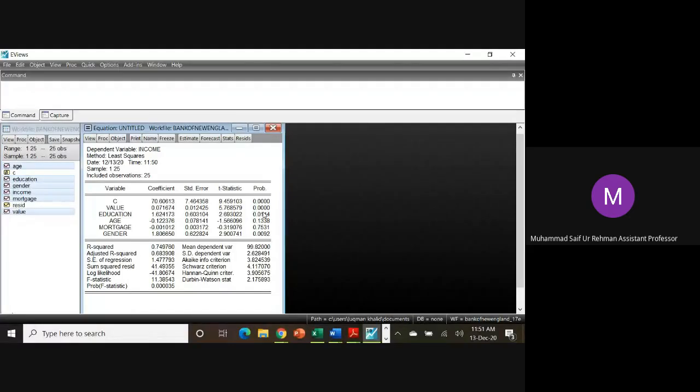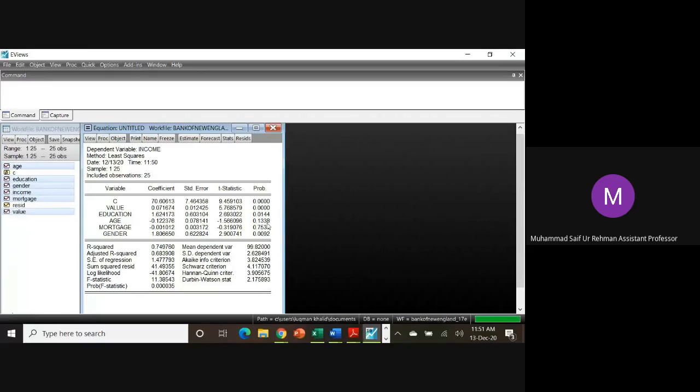And similarly, if you see age, in this case it is 0.13, which is greater than 0.05, or 5%. So what will you do? You will remain unable to reject H naught, or basically you are accepting H naught. Acceptance of H naught means that age is not affecting the income. Similarly, in the case of mortgage, this probability value is also more than 5%. So mortgage is also not significant, or insignificant, in this case.